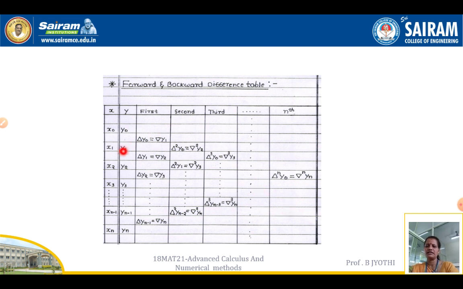When we want to calculate a value in between, up to the half, or even before this x0, we can use the forward interpolation formula. Whereas when it is anything above the half, after the middle, if you want to interpolate any value, then we can use the backward interpolation formula. But the table is common to both forward as well as backward.